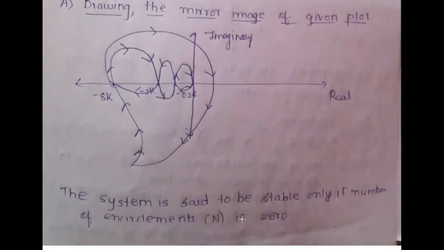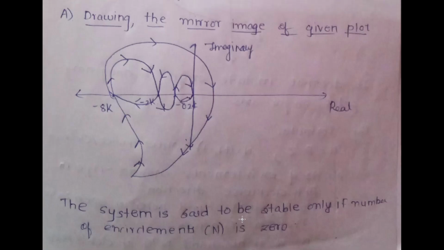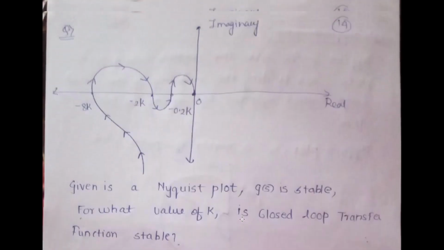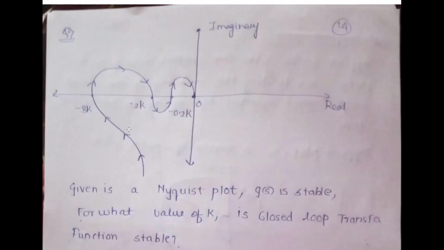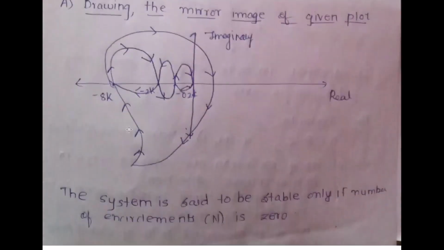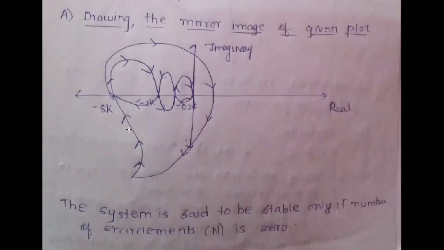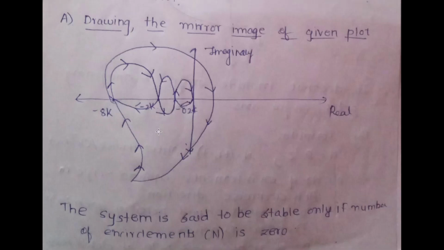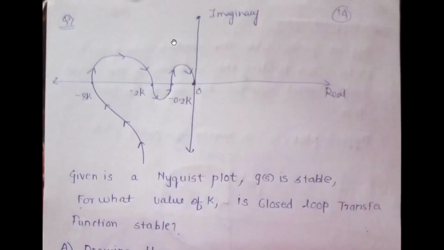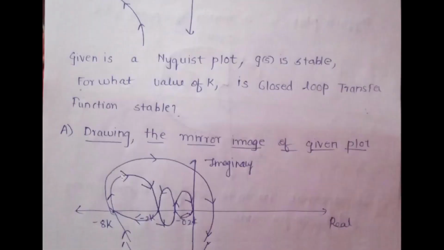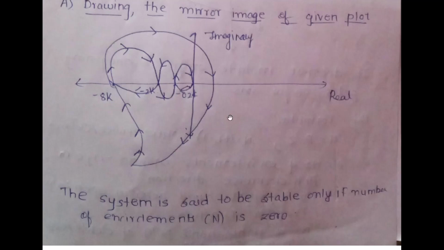Then I have this diagram. The diagram which was given to you is over here. From this diagram, I am going to draw just the mirror image of it. The diagram was given to you in this way, and I am just drawing the mirror image of this in such a way. So if you draw the mirror image of it, you will get this kind of diagram.